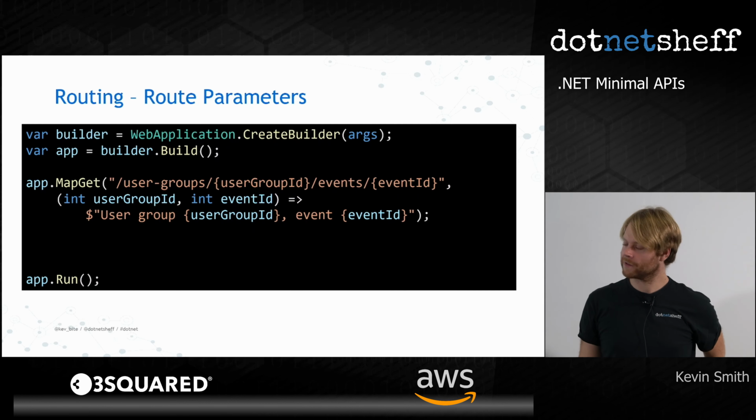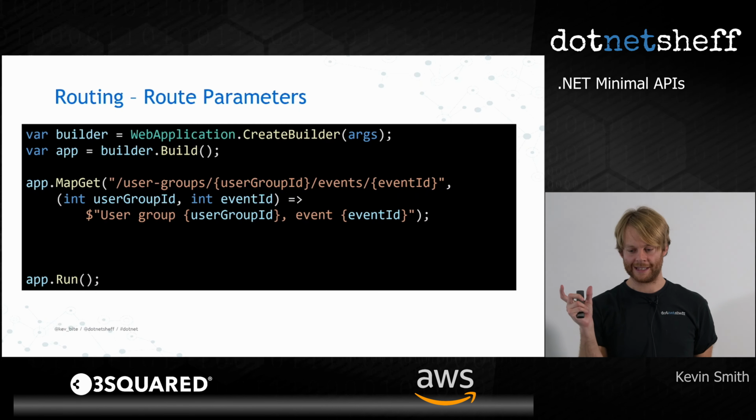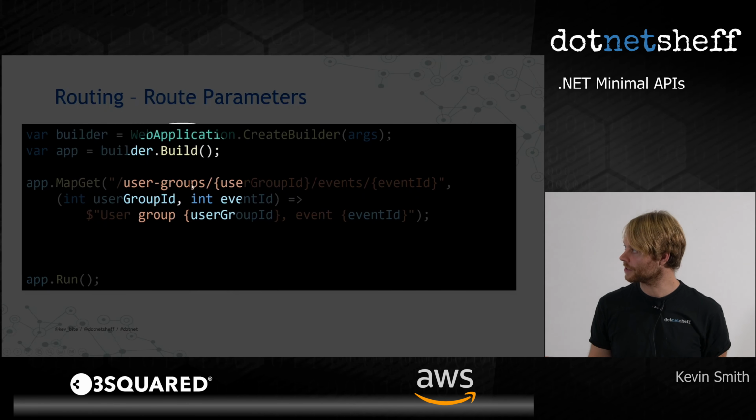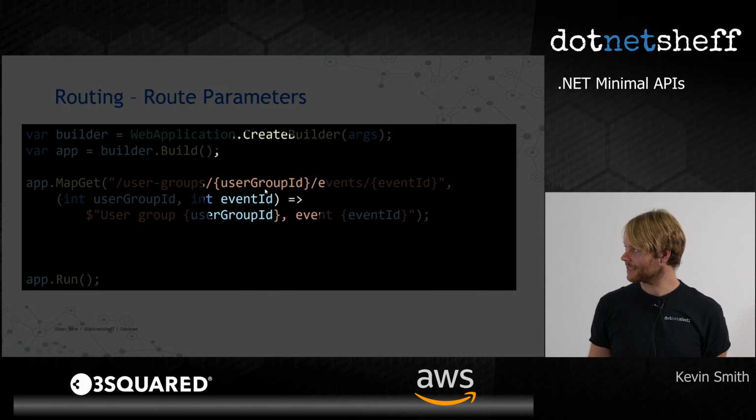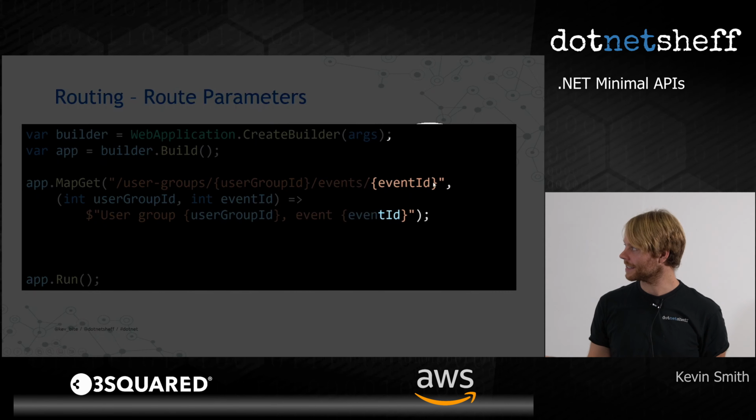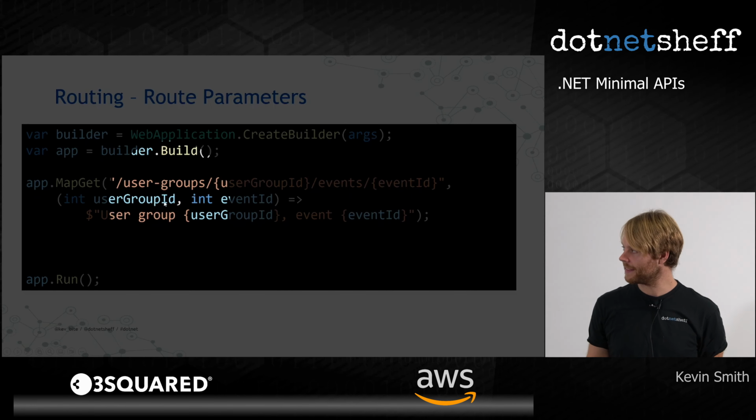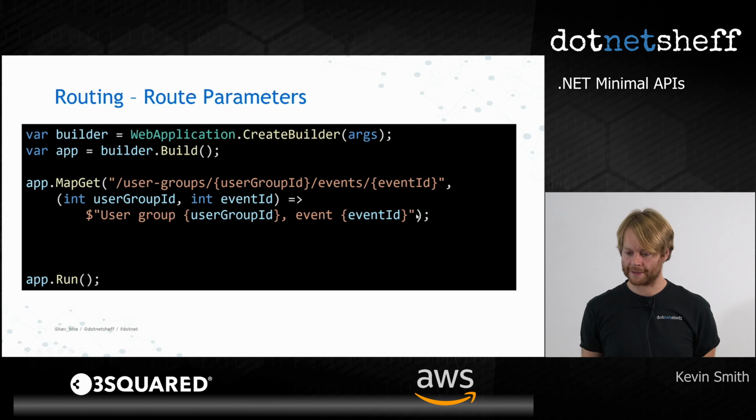We have route parameters as well. Similar to the route parameters when you use the HttpGet attribute in controllers, we can just pass them in here as well. So we can do user-groups/{userGroupId}/event/{id}. And then they'll magically get bound to these things. So we can bind it to an int of a user group ID and an event ID, and then output them there like that. And that'll just magically get passed along.